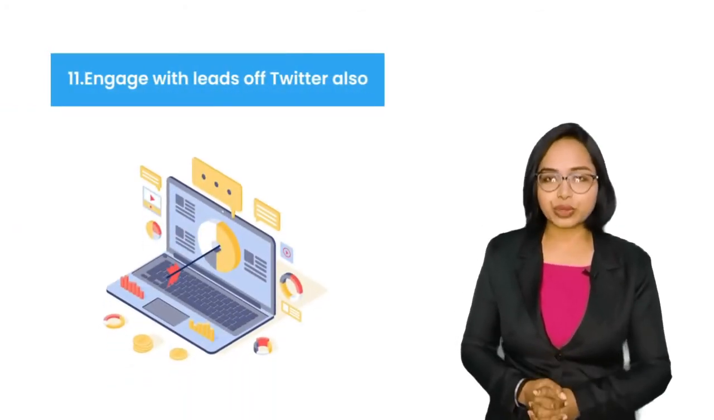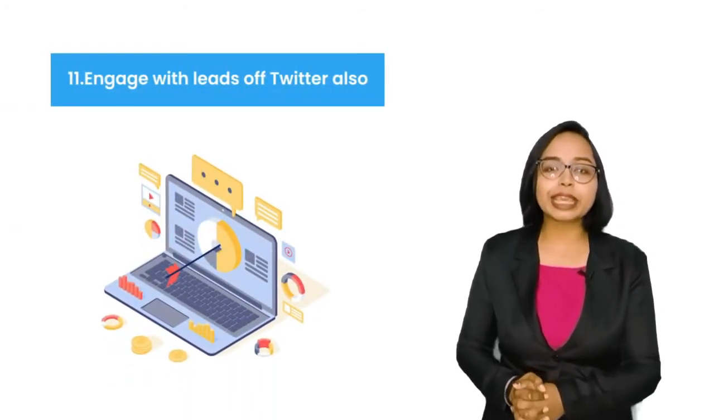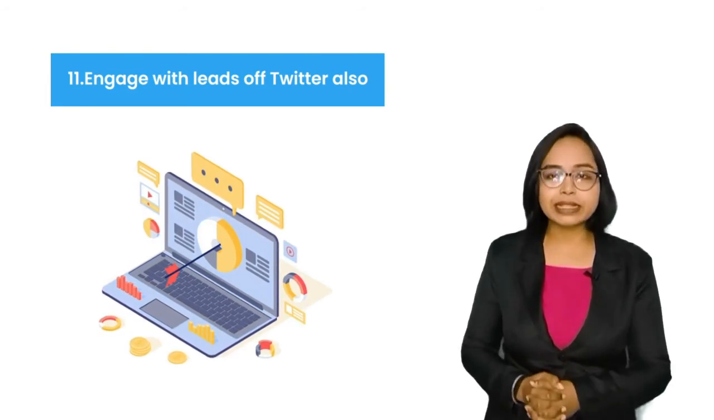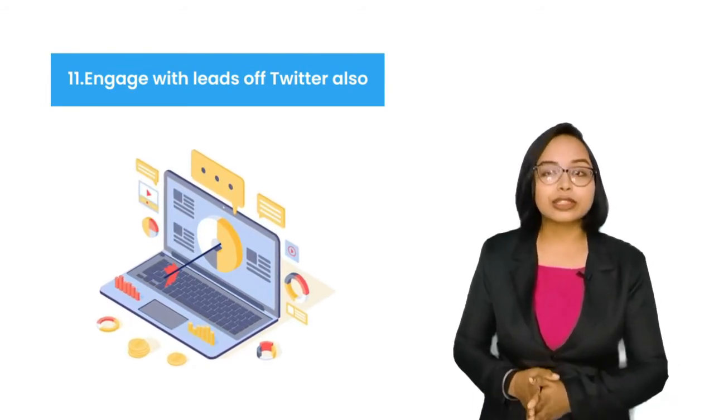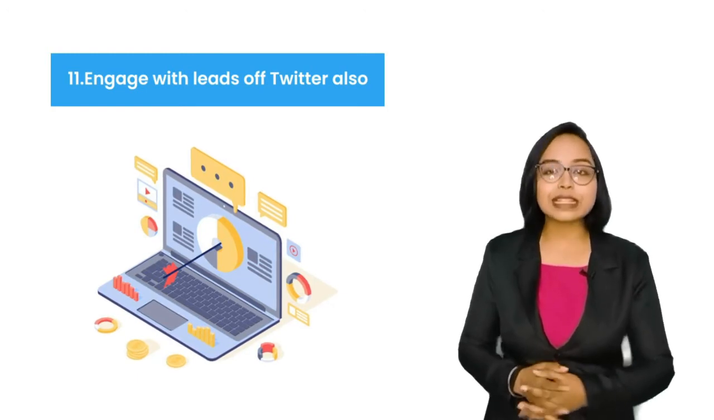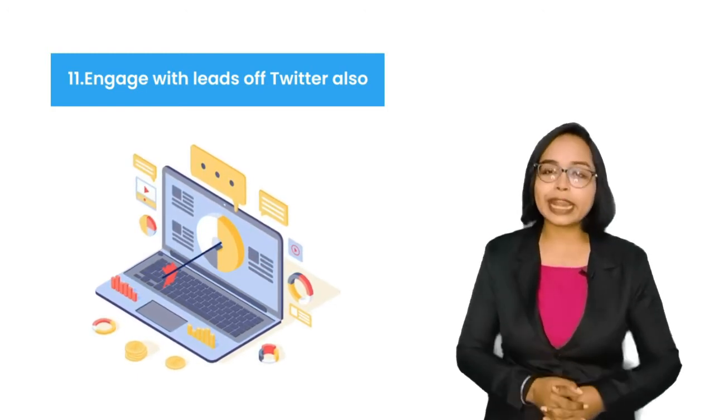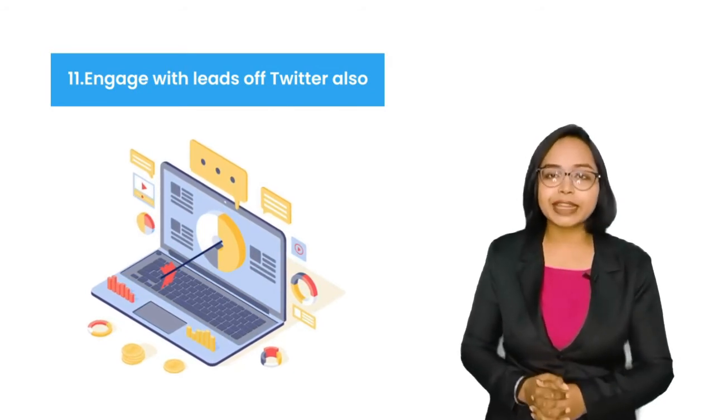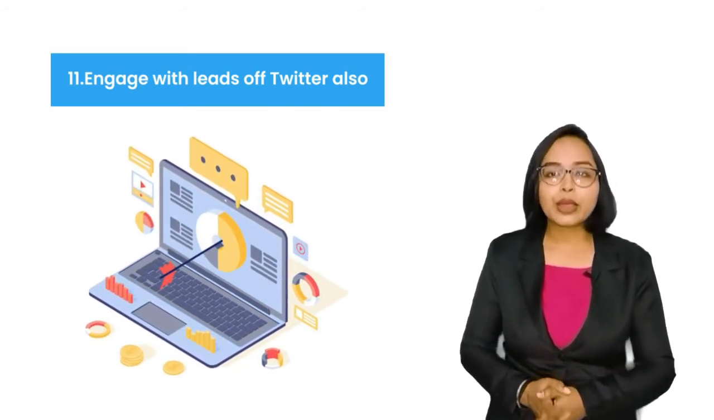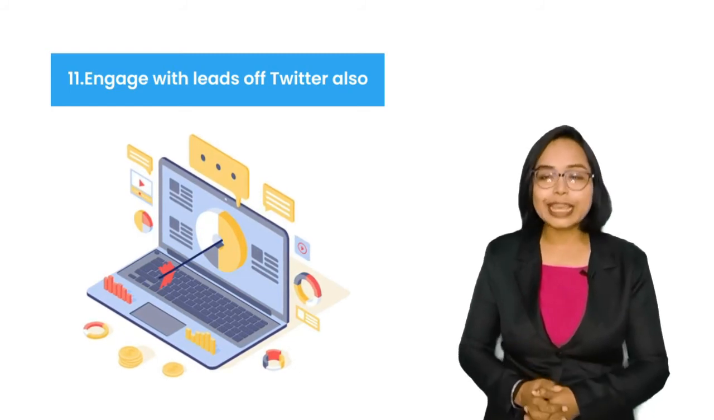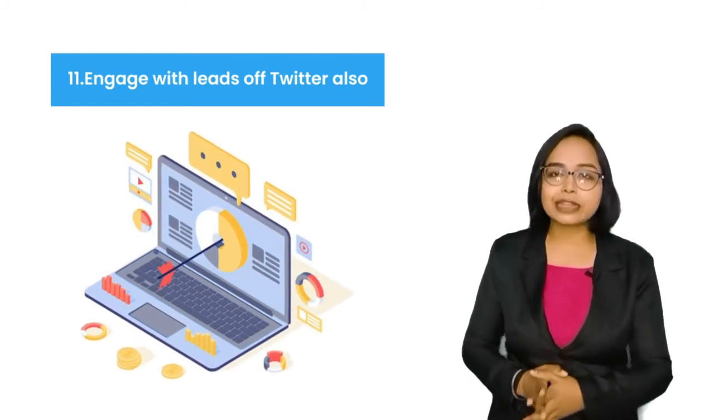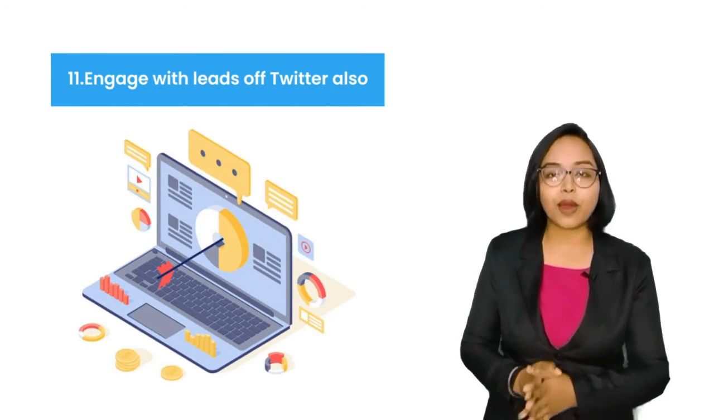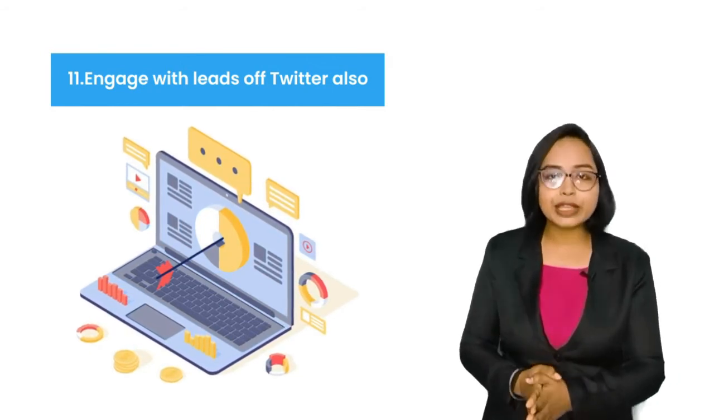Number 11. Engage with leads on Twitter also. This means that you can also engage with your prospective leads on emails or via messages. While contacting your lead through email or message, keep in mind that you don't end up nagging them with your messages. Rather, plan effectively what you want to send and when. When you engage with your audience directly, it reflects that your brand cares about them and also makes your audience feel more connected with you at a personal level.